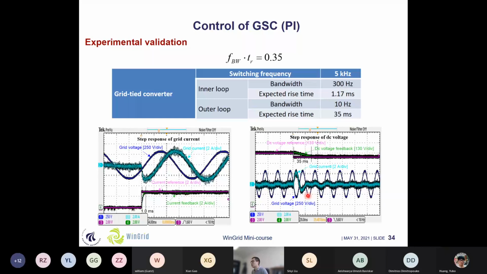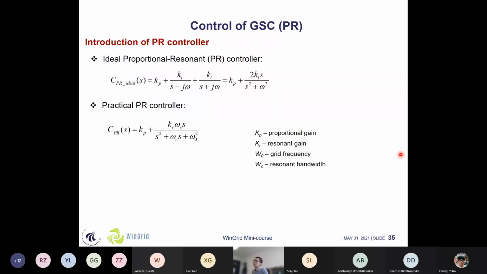Similarly, we can do a DC link voltage step response, and we can also measure that this response time is very similar to the bandwidth we designed before. In this way, you can see that the bandwidth and the rise time agree well with each other. That means the controller design is well verified by using this step response method.